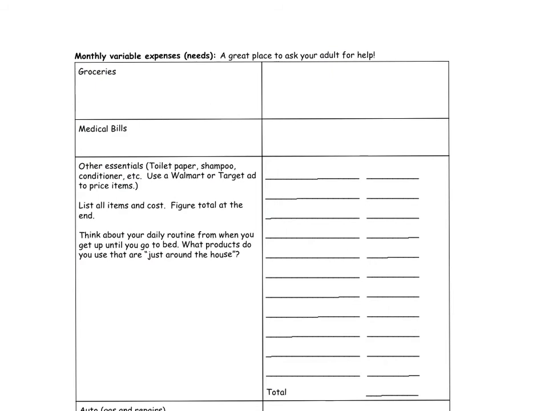The next category is monthly variable. Variable means it changes. Just like our variables in equations, they can change. It always might be an x, but the x might not be the same value every time. So they're variable expenses, but they're still needs. You need groceries. You need to pay your medical bills. You need the other essentials like toilet paper, shampoo, conditioner, and so on. So these are needs.